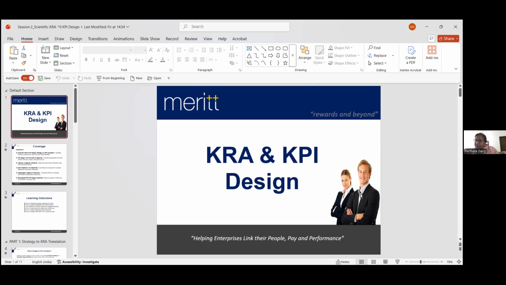So KRAs, and then measures. What are those measures called? KPIs. How do I measure? We discussed KRA and KPI. Have you understood the linkage between KRA and KPI? Key performance indicators. These key performance indicators are for what? For the result areas, which are typically lag.